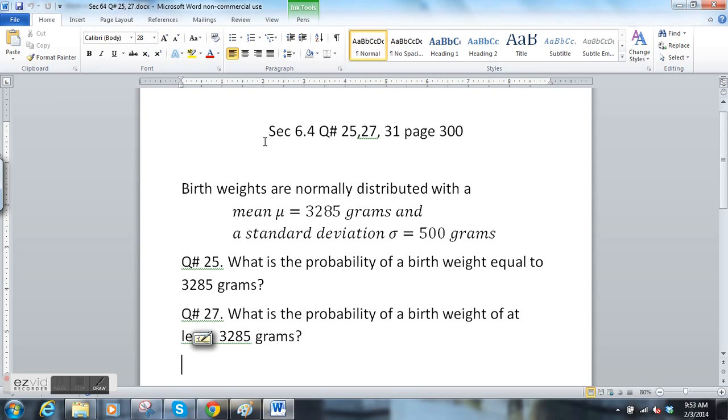Hi there. Here we are, section 6.4. I'm going to look at question 25 and 27. I'm going to save 31 for another video because it's a little bit more complicated.